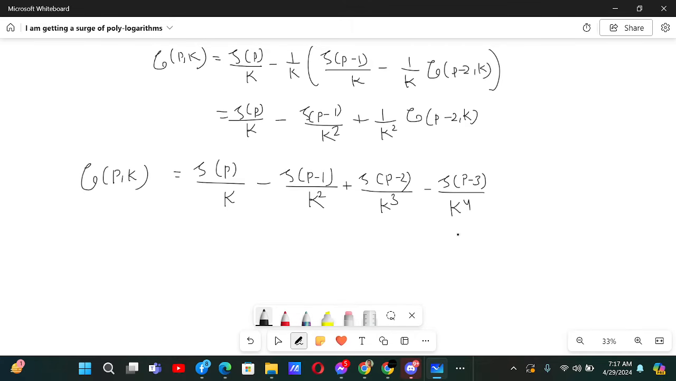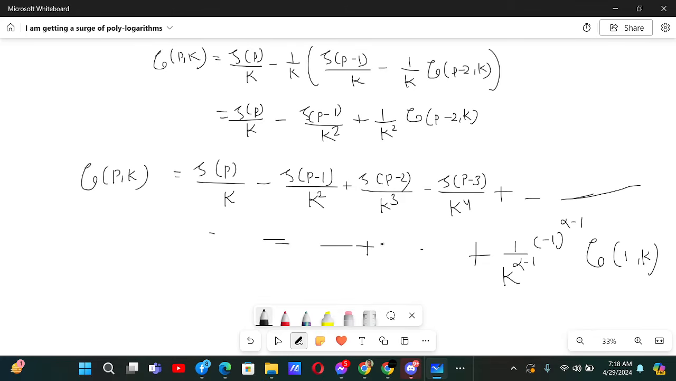So basically, from this we can observe that if this goes on, our last term will be 1 by k to the power alpha minus 1. The sign is also governed by alpha minus 1, and when it's alpha minus 1, we have the function of 1 comma k. Can you make sure of this? And similarly, let's also write the second last term. There are many terms in between them. The second last term will also have the sign minus 1 to the power alpha minus 2.